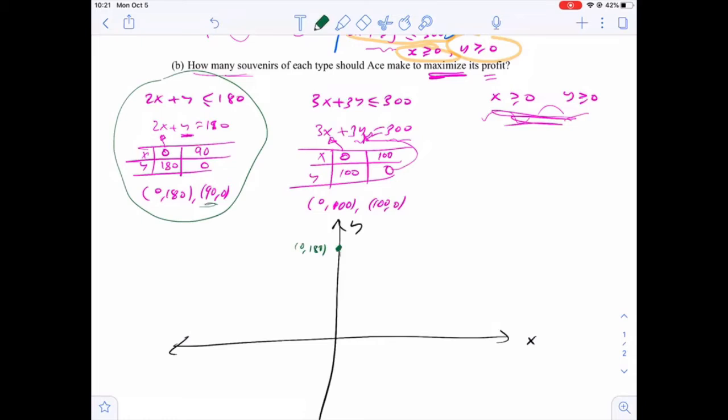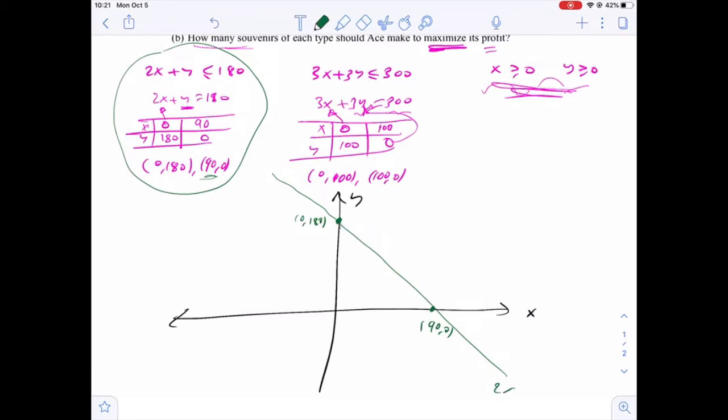And we have 90, 0, let's say it's here. And then we connect them with a straight line. This is the graph of the line 2x plus y equals 180. Now we need to choose a test value, let's say 0, 0, to see if the solution is above this line or below this line. So we plug this into the inequality, and we see that 0 plus 0 is less than or equal to 180. That's correct. That means the region that involves the solution should be below this line.